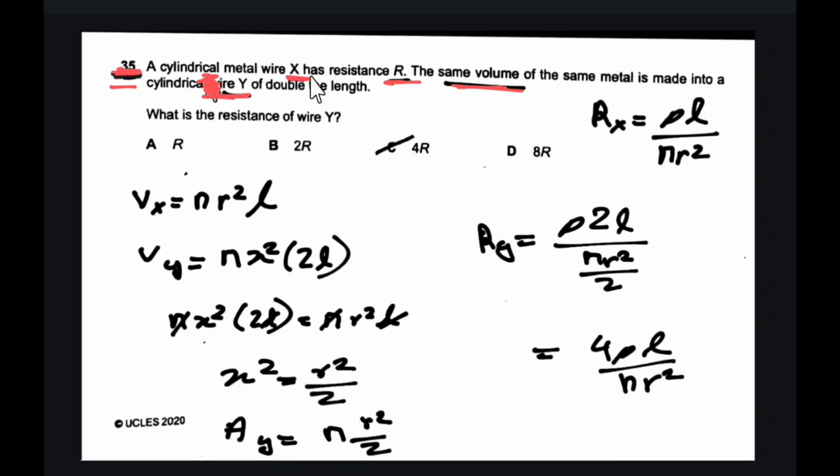A cylindrical metal wire X has resistance R. The same volume of the same metal is made into cylindrical wire Y of double the length, that is 2L. What is the resistance of Y?